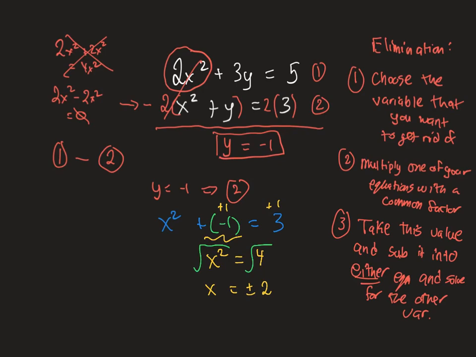Now, the last step is basically the exact same as the last step we did before, which is absolutely nothing, because you don't even need to do the last step here, because I have both of my answers. I have x is equal to plus or minus 2, and y is equal to minus 1, which is the exact same answers we got using substitution. Now, you don't have to use both methods when you're trying to solve an equation. Just use the one that you are most comfortable with.